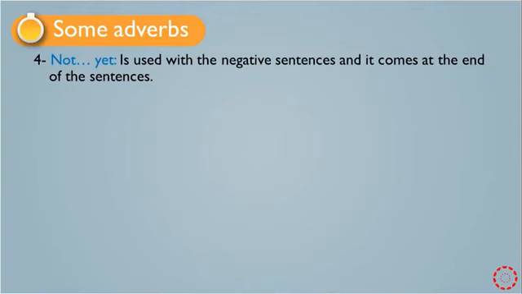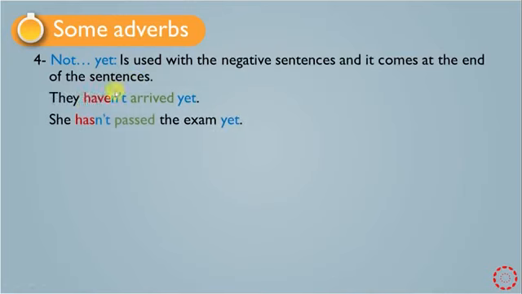Another adverb is not yet, or we can say yet. Yet is used with the negative sentence, and it comes at the end of the sentence. Look at these examples. They haven't arrived yet. This example is the negative. Haven't. That's why we use yet, and it goes at the end of the sentence. Look at the second example. She hasn't passed the exam yet. This is the negative example. That's why we use yet. We say she hasn't passed the exam yet. Yet occurs at the end of the sentence.